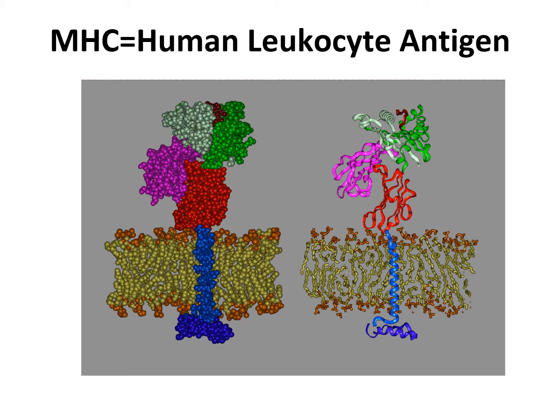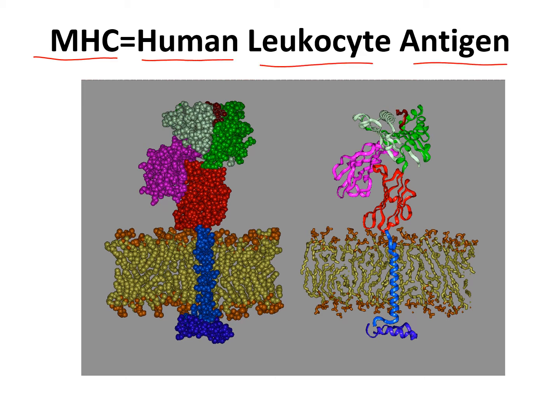When CTLs are patrolling your body looking for eukaryotic cells that are foreign to your body, they are mainly looking at certain molecules called MHC. MHC stands for Major Histocompatibility Complex. So that's the name for them in mice. In humans, the same molecule is called human leukocyte antigen.